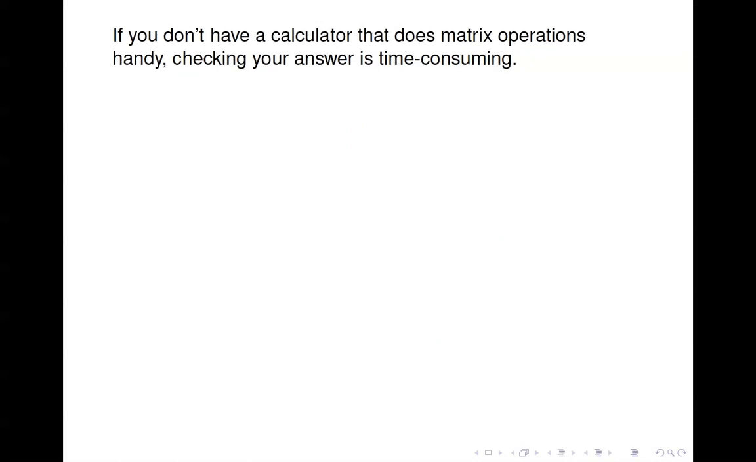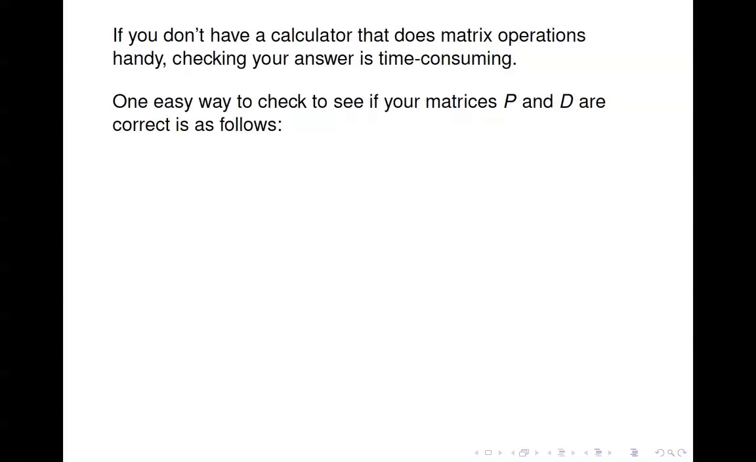Now, before, in the 2 by 2 example, we actually checked our answer by computing P D P inverse. But for 3 by 3, it's not so simple to compute the inverse. And if you've got a calculator, that's not that bad. But if you don't, then there's an easier way to check your answer.